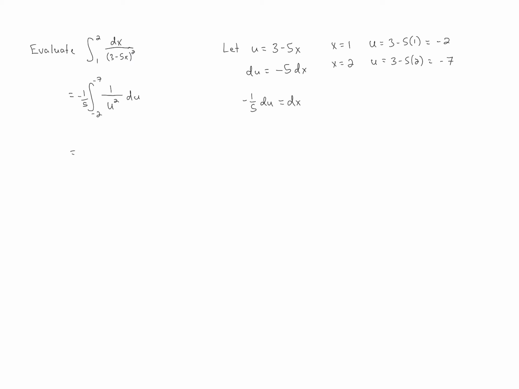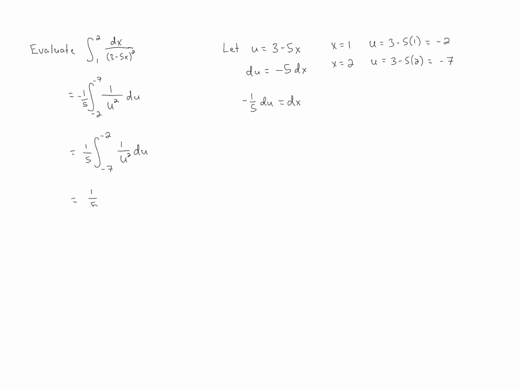Let's actually, I don't like this negative out front. It's going to make things a little bit more work. So what I'm going to do is get rid of it by switching the limits. I'm going to make negative 2 the upper limit and negative 7 the lower limit. Remember, when we switch the limits of integration, that changes the sign on the integral. So we can then cancel out that negative on the front. I think this is going to make life a little bit easier.